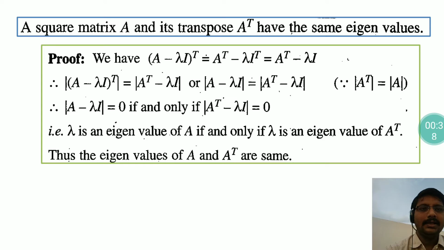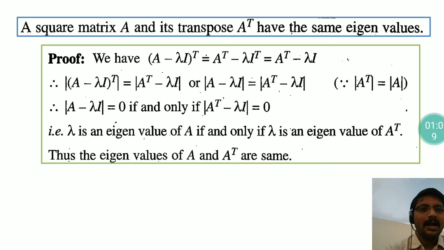For this, we have to consider A minus lambda I, which is called the characteristic matrix. A is the given square matrix. Lambda is any scalar or eigenvalue. I is the identity matrix, which is based on A, which means that suppose A is a 2 by 2 matrix, we have to consider I2. Suppose A is a 3 by 3 matrix, we consider I3. Suppose A is a 4 by 4 matrix, we consider I4.